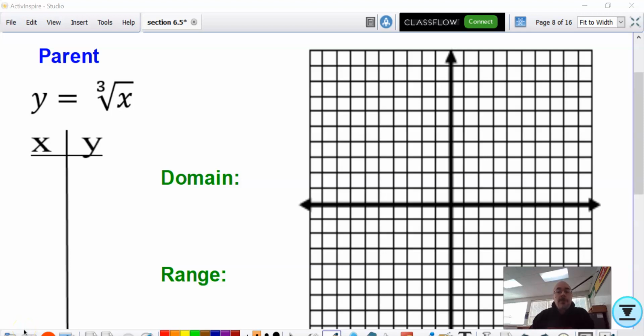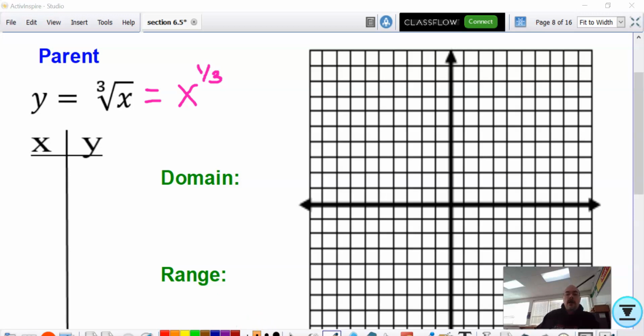All right, ladies and gentlemen, part 2, dealing with cubic root functions. Now, when we type this in, we're not going to use the root symbol. I want you to rewrite that as the following. That's going to be x to the 1/3 power. Think back to an earlier lesson on that.